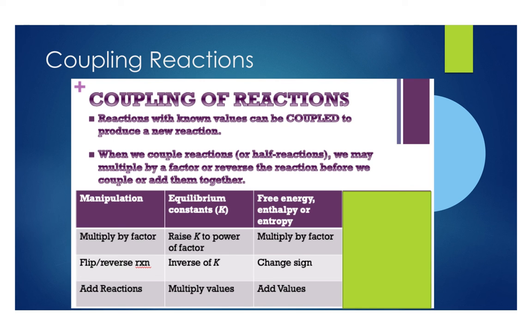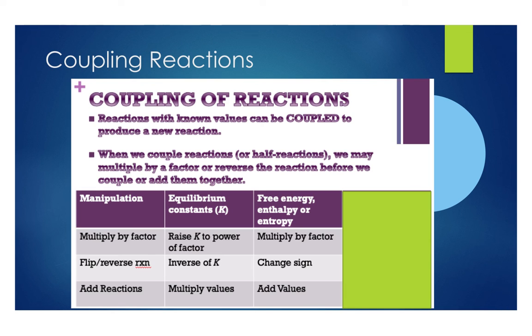Okay. The last thing we need to talk about is something we've already presented all the information on, but we're going to call it coupling reactions, which is just a fancy way of saying: when I combine reactions and manipulate their thermodynamic or kinetic variables, how do I deal with that mathematically? Reactions with known values can be coupled to produce a new reaction. This is like when we're adding reactions together to make a target reaction.